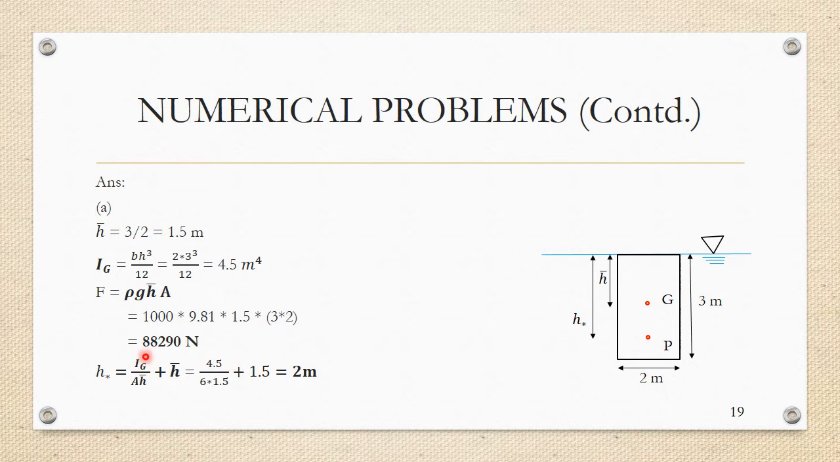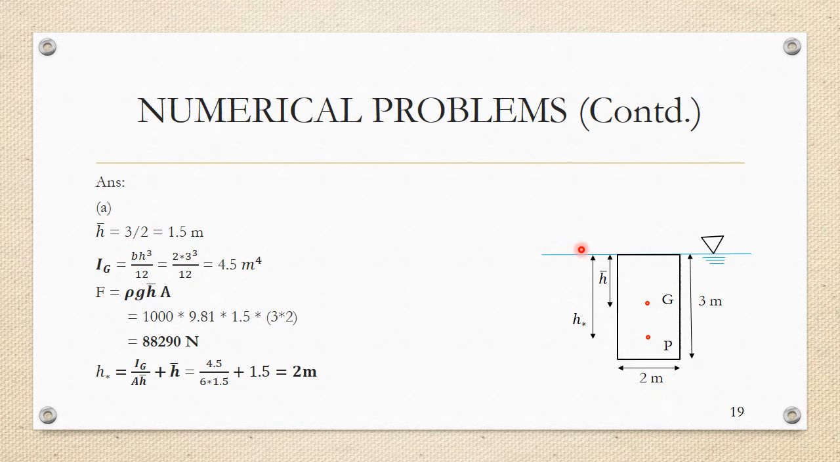H star is given by Ig divided by H bar plus H bar. Each and every term is known to you. Ig has been calculated. Area is 3 into 2. H bar is 1.5. So substituting the given values, we will get H star is equal to 2 meter. So this is the case when the rectangular surface is coinciding with the free surface.